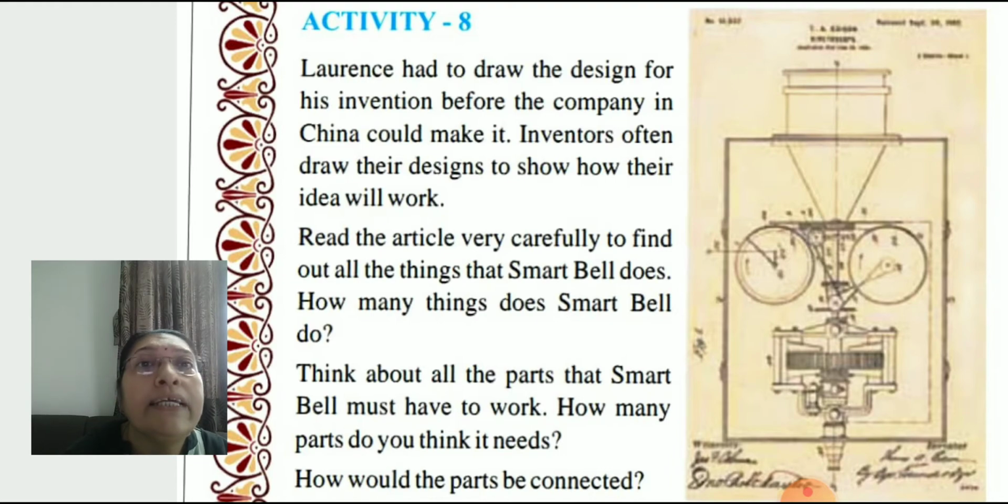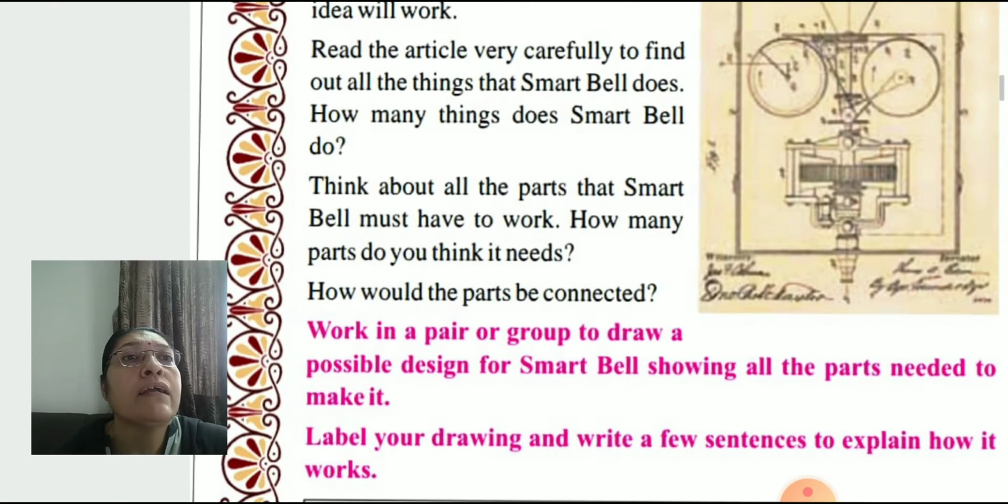How many things? In our activity 6 and 7 we have seen. First they press, then inside the smart bell keeps the voice of the human being, the owner. Then it directly sends messages to the owner and the owner directly dials the visitor. This way, think about all the parts that smart bell must have to work. How many parts do you think it needs? How would the parts be connected?